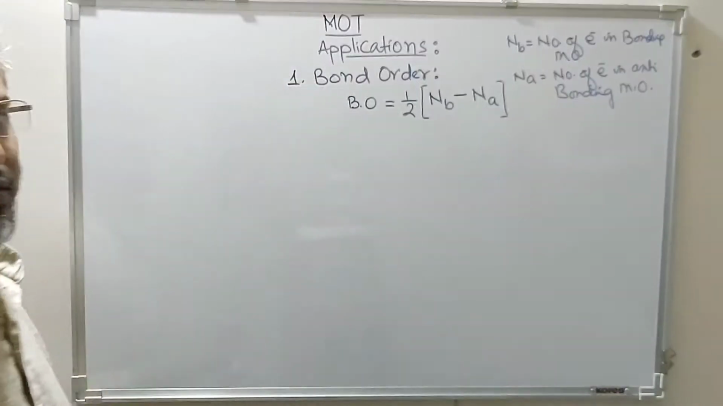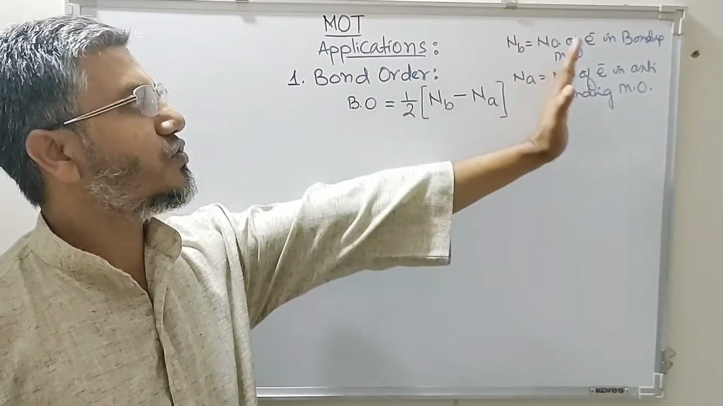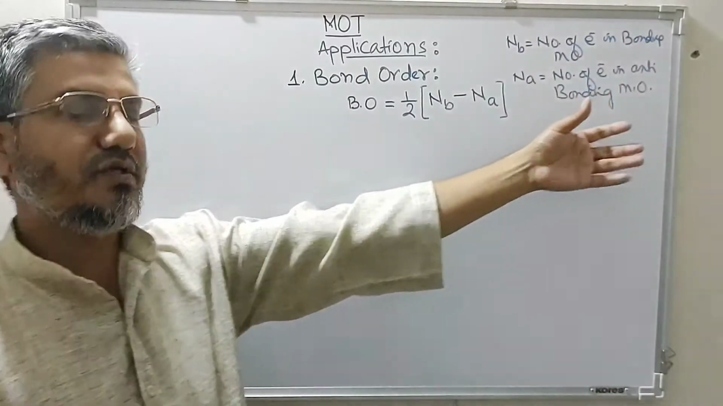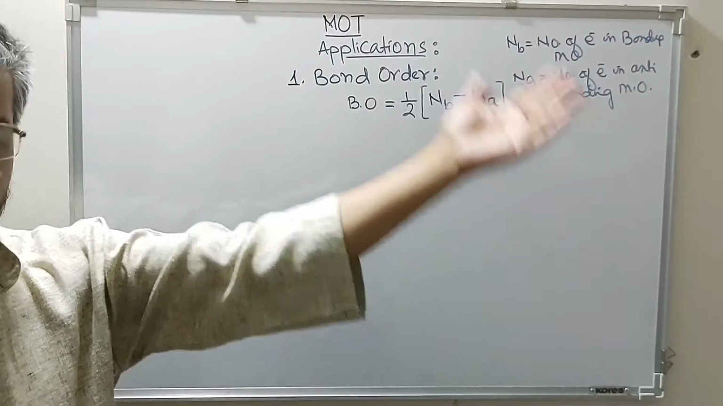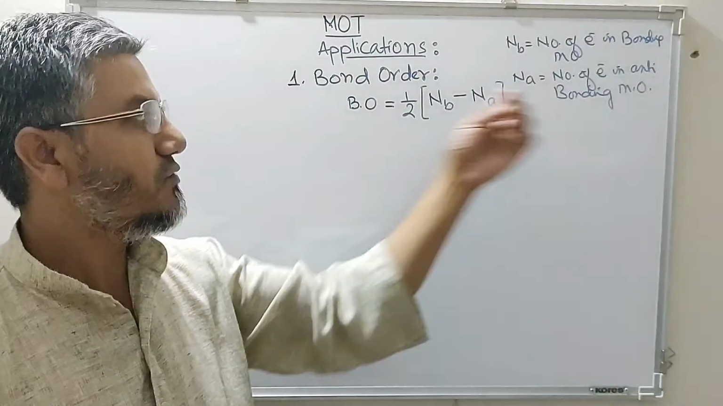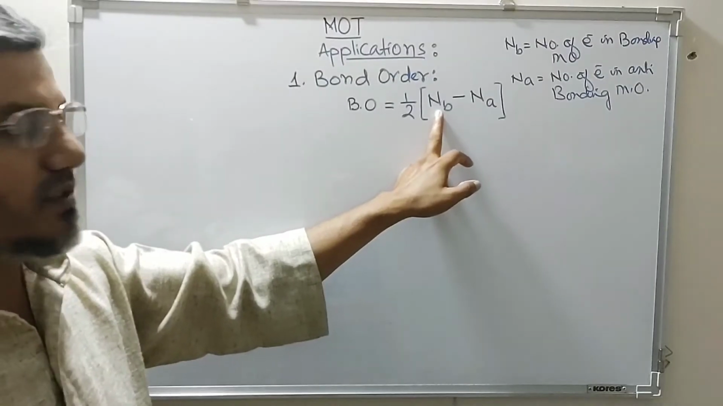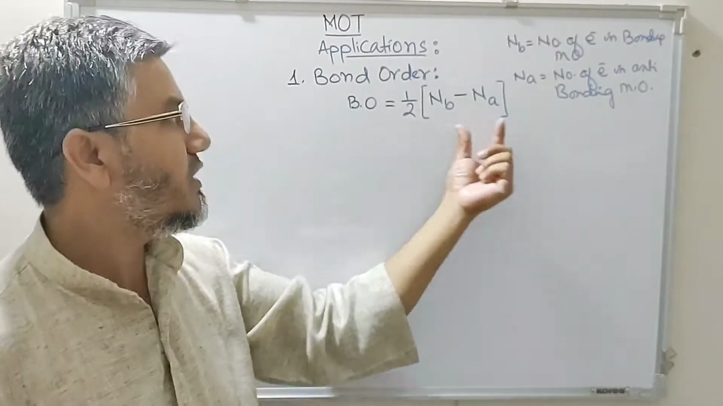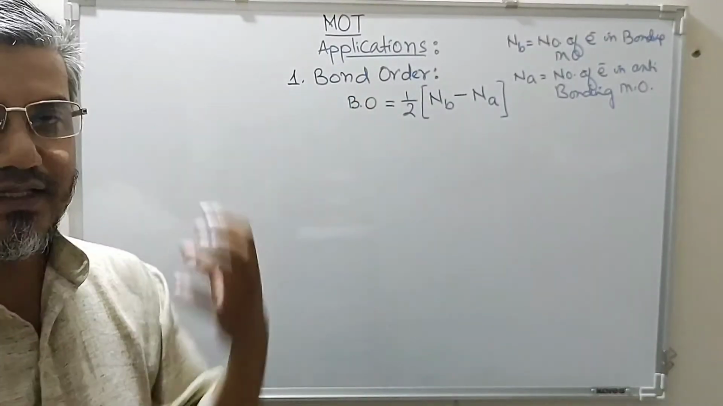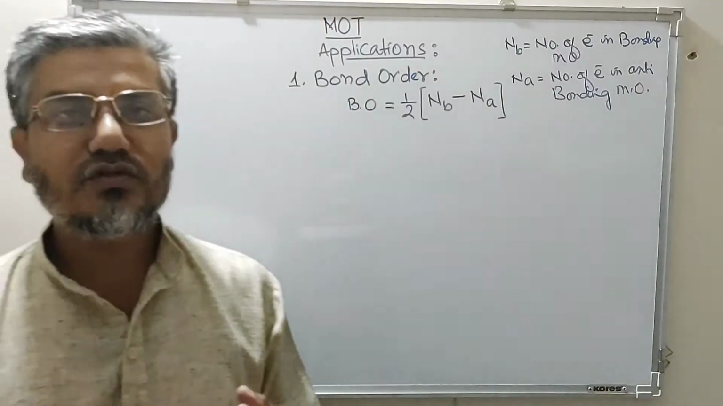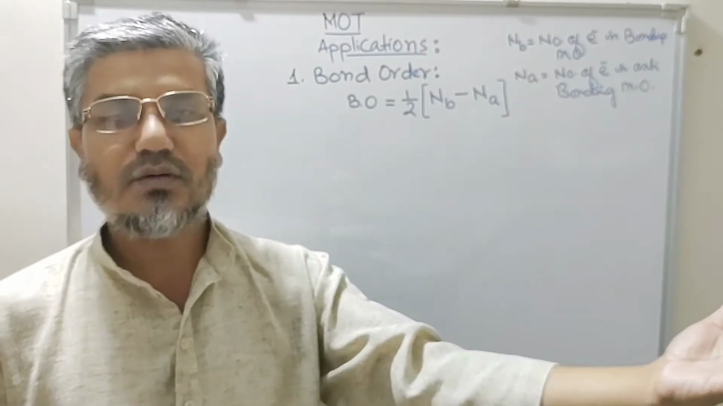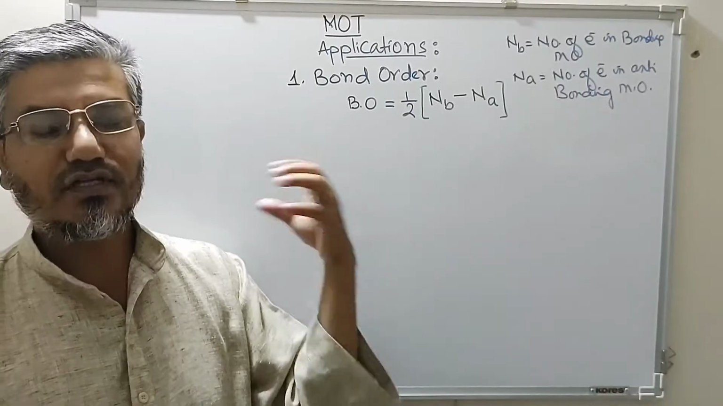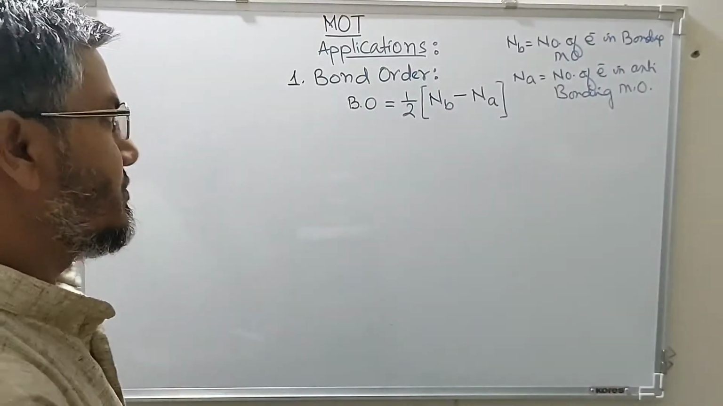So to find the number of electrons present in bonding orbitals as well as in anti-bonding molecular orbitals, we have to write down the electronic configuration. After writing electronic configuration, we'll find the number of electrons in bonding, number of electrons in anti-bonding, take the difference, divide this by 2, and we get a value that is known as bond order. That is the actual number of bonds formed between the combining atoms in a given molecule. So for any given molecule, we can exactly define what is the bond order of the combining atoms.